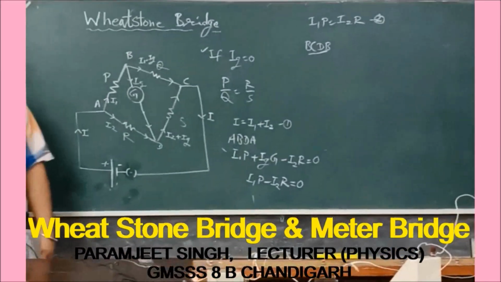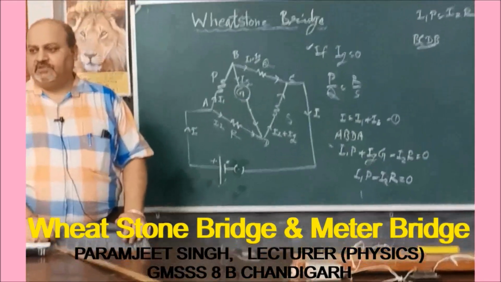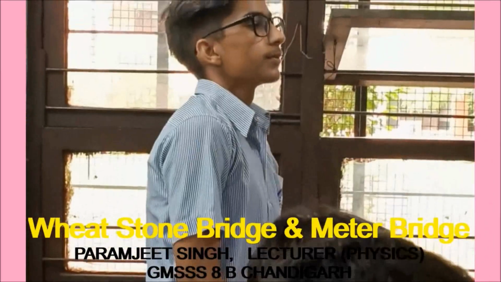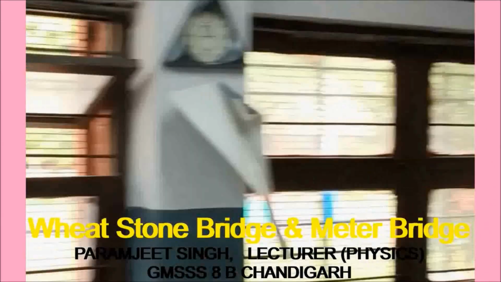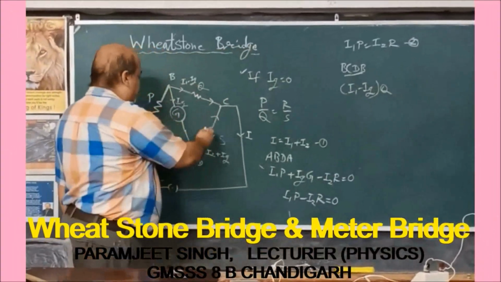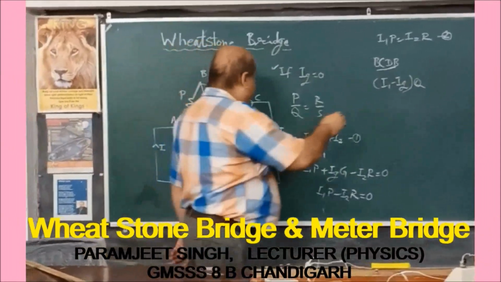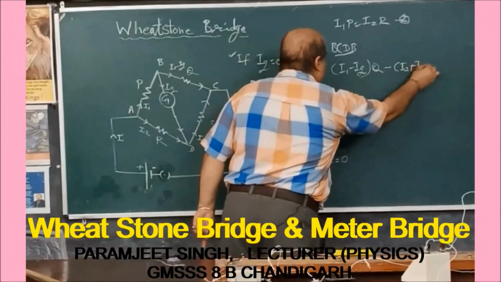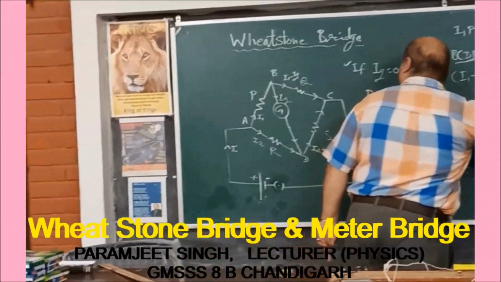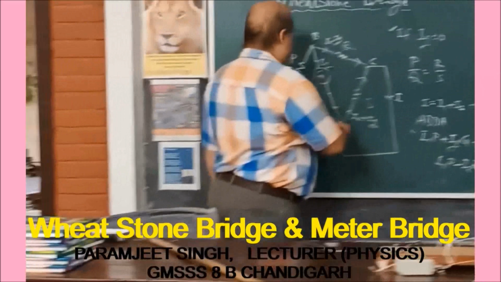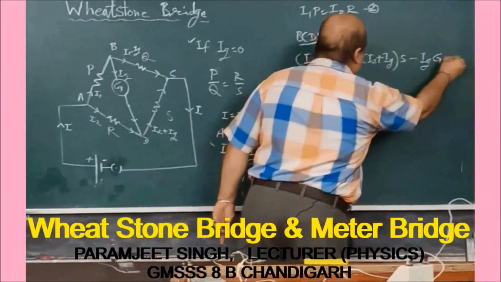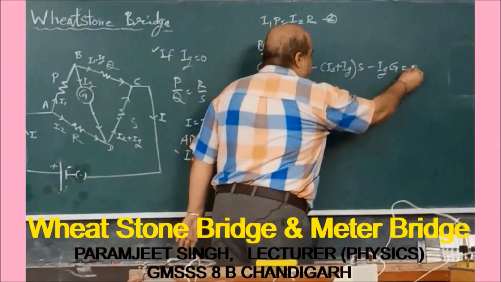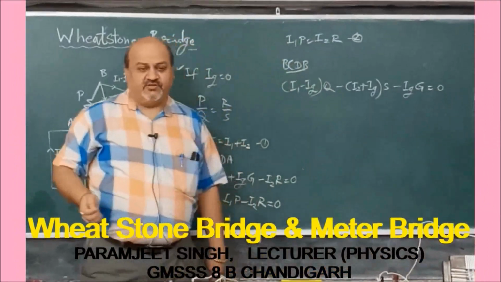Apply the product of I and R. I1 minus IG into Q. Then for CD, minus I2 plus IG into S, minus IG into G, and the right side is 0 because there is no source of EMF in the loop. Very good.